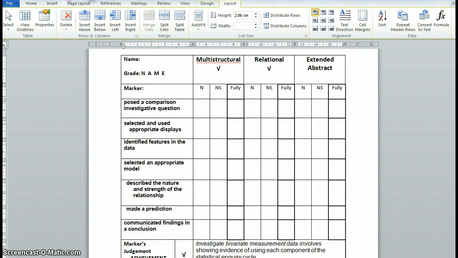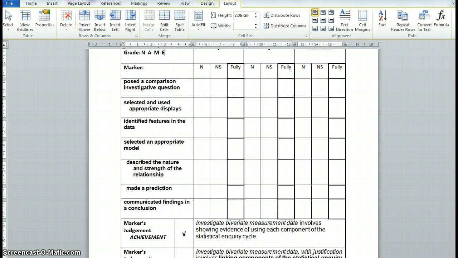If you have a look, you'll notice it doesn't talk about residual graphs. So nowhere do you officially have to do it in a residual graph to get any of the grades. However, it helps, particularly for excellence, to be able to discuss the strength of the model that you've chosen.